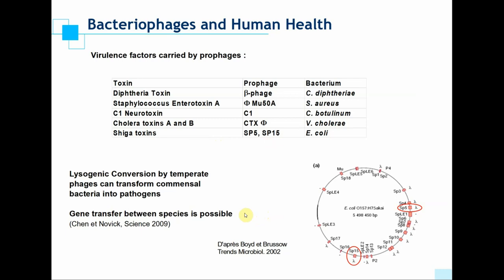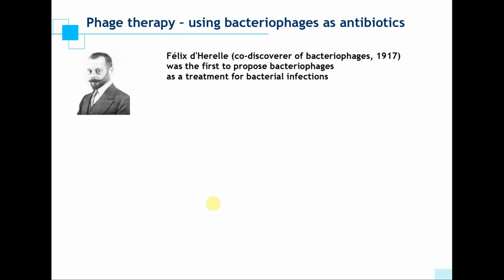And in fact, this gene transfer is possible between different species of bacteria. And this is one of the main mechanisms by which harmless commensal bacteria can become pathogenic. They can acquire virulence factors from pathogenic bacteria. So this is an important impact of bacteriophage on human health.